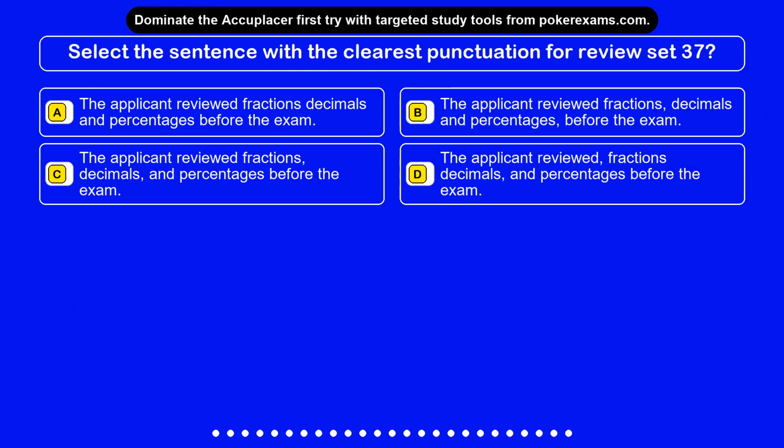Question 19. Select the sentence with the clearest punctuation for review set 37. Option A. The applicant reviewed fractions, decimals, and percentages before the exam. Option B. The applicant reviewed fractions, decimals, and percentages before the exam. Option C. The applicant reviewed fractions, decimals, and percentages before the exam. Option D. The applicant reviewed fractions, decimals, and percentages before the exam.